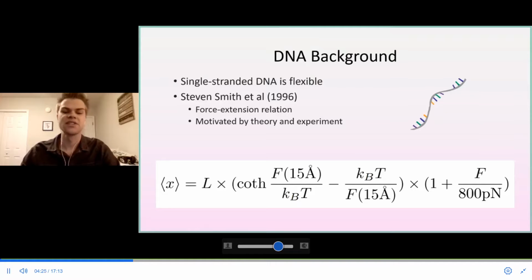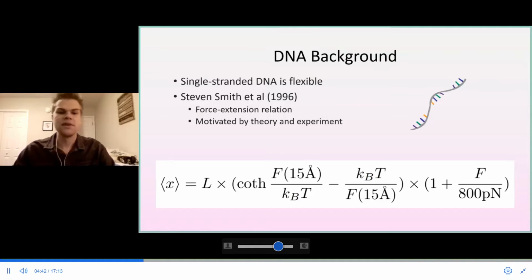And this relationship comes from a combination of theory and experiment. It comes from a statistical analysis of a polymer model called the freely jointed chain model. And with these particular values, it was curve fit to best fit DNA. And it turns out to be a pretty good approximation.